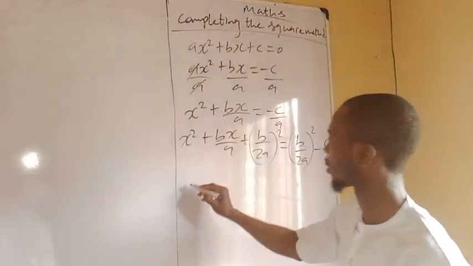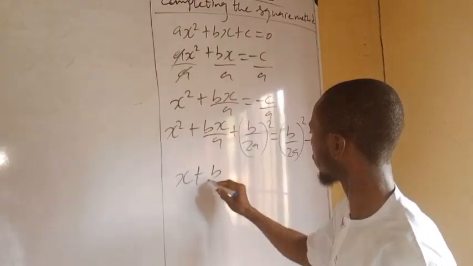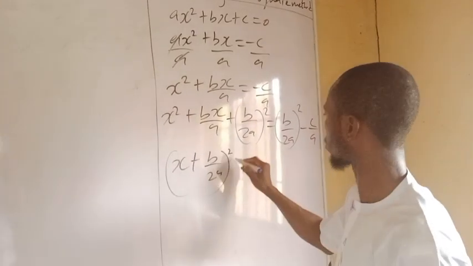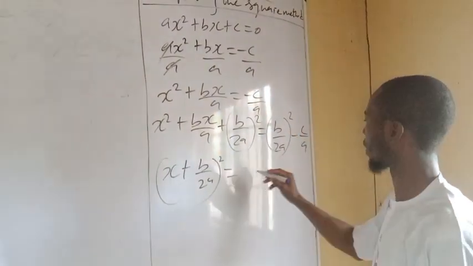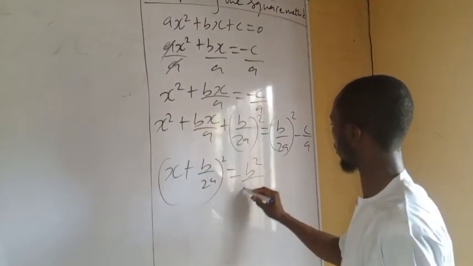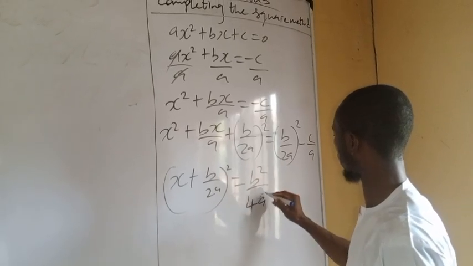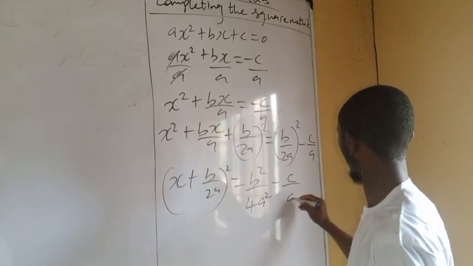So having done that, we pick this one and this one together because this one is having a square and this one is having a square. We'll pick it together and we'll have x plus b over 2a all squared is equal to, when we square this, we have that b squared over 2 squared is 4a squared, minus c over a.